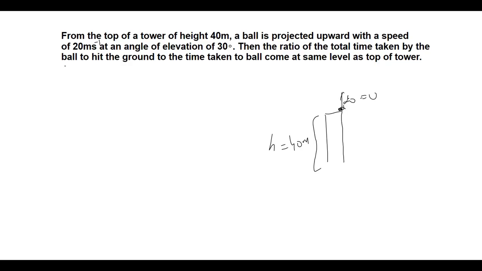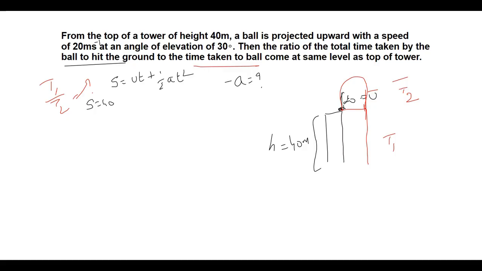For the same level, total time taken by the ball to hit the ground. So the time taken for the ball to come to the same level, from here to here, let us take time taken as t1. From here to here, let us take time as t2. Now they are asking the ratio of the time taken by the ball to hit the ground, t1 by t2. Answer is how much? Can you solve? A is nothing but g here, 10.